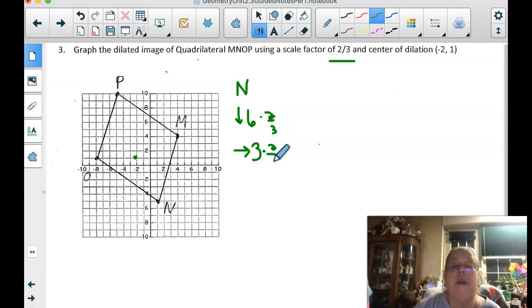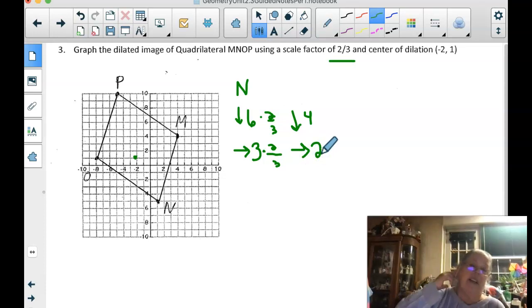Now, if you happen to be good with fractions, you'll realize that these 3s cancel out and you end up with a 2. And 3 goes into itself once, goes into 6 twice. So this becomes a 4. So from my center of dilation, it's going to go down 4. And since these 3s cancel out, it's going to go over 2. So let's do that. You ready?